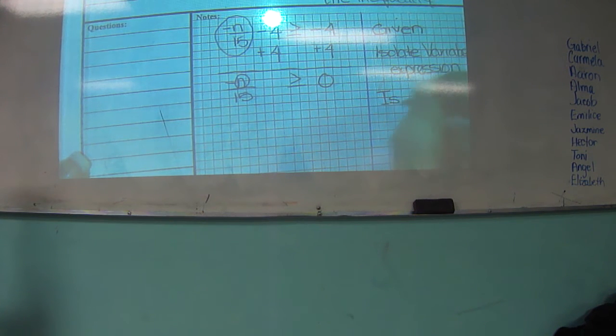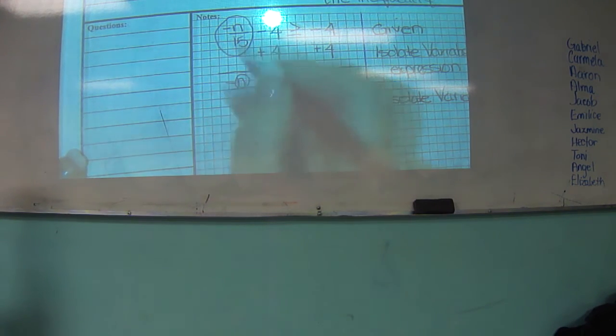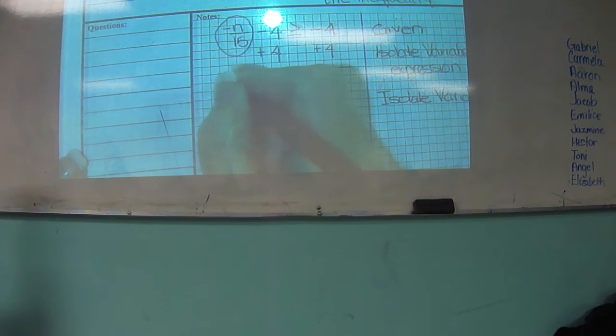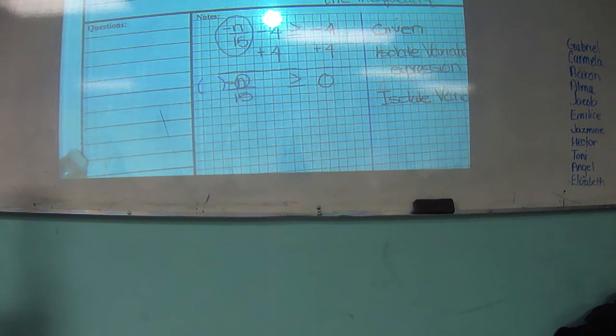Okay. So what do we need to do next? What's the next step? What do we want to get? Here we wanted to isolate the variable expression. Now we want to get n by itself. When we get n by itself, we're isolating the variable. And how are we going to do that? We're going to multiply both sides by 15.